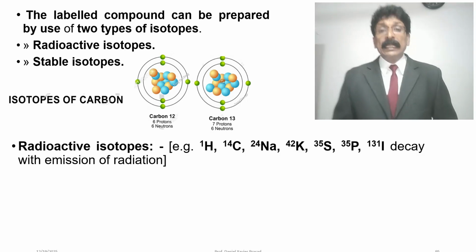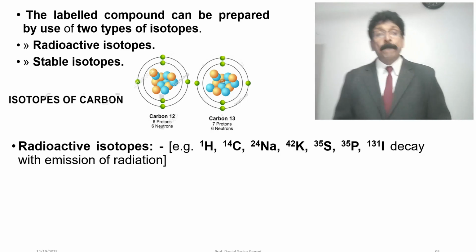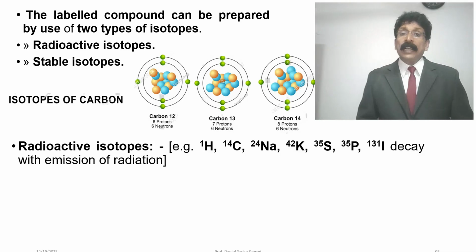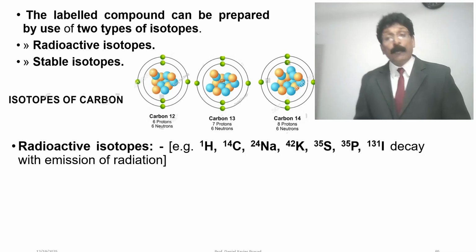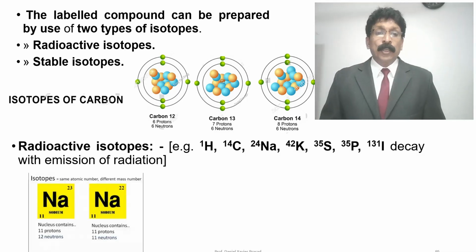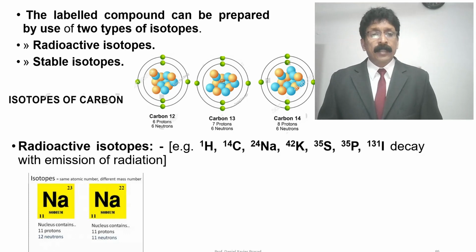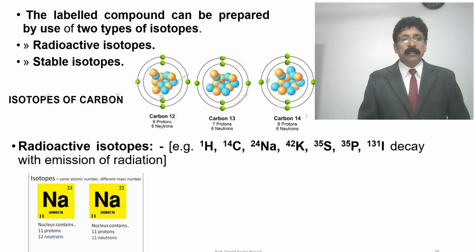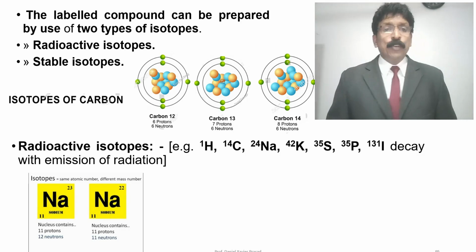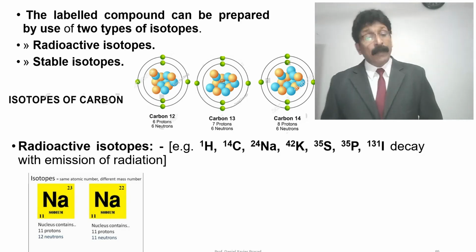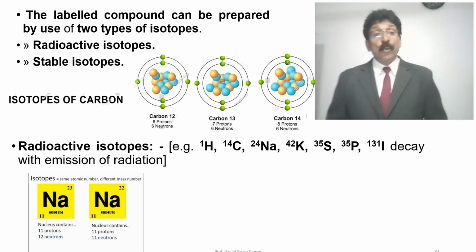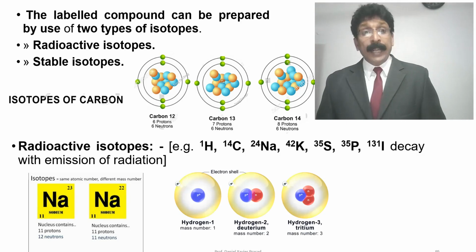And carbon 13, which is a stable isotope, has 7 protons and 6 neutrons. And we can see in carbon 14, it has 8 protons and 6 neutrons. You can see the sodium ions. Sodium isotopes have the same atomic number, different mass number. So you can see that sodium 23 has 11 protons and 12 neutrons, and sodium 22 has 11 protons and 11 neutrons. And you can even see sodium 24, containing 13 neutrons, a radioactive isotope.